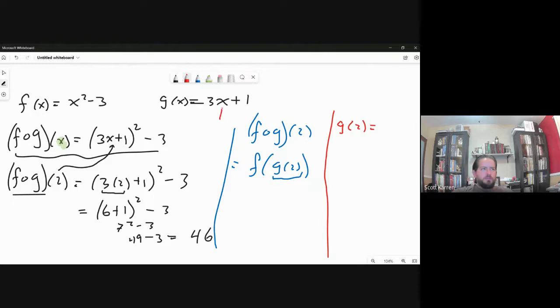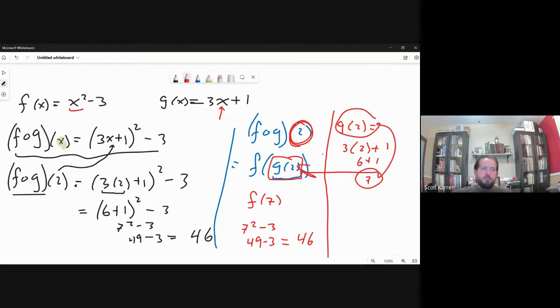The g of 2 is just plugging a 2 in for g, so that's 3 times 2 plus 1. 3 times 2 is 6, plus 1 is 7. So g of 2 is 7, so that's the same thing as evaluating f at 7. But f evaluated at 7 is 7 squared minus 3. 7 squared is 49, and 49 minus 3 is 46. So there's 2 ways to look at this. You can look at the f of g as a new function and evaluate it at 2. Or you can evaluate g at 2, get 7, and then plug that in and evaluate f at 7.